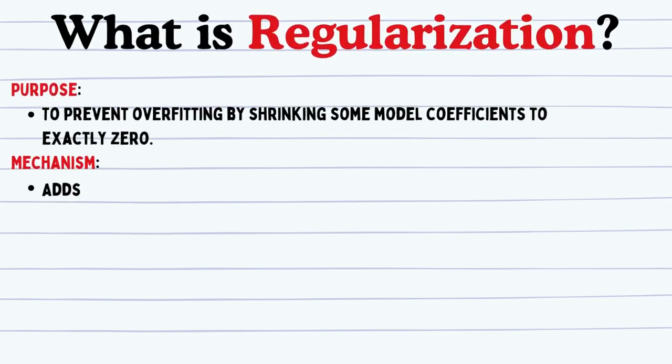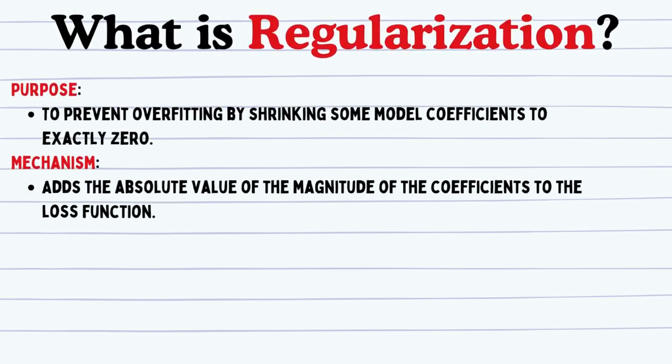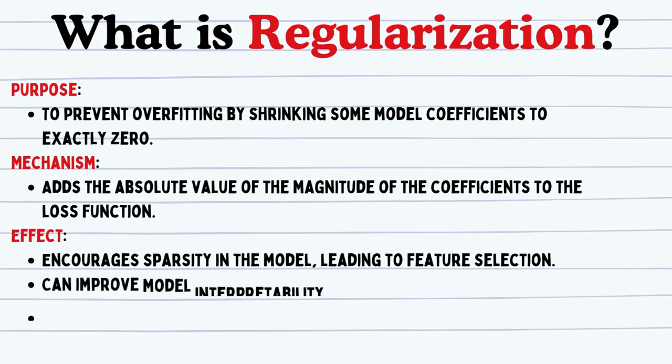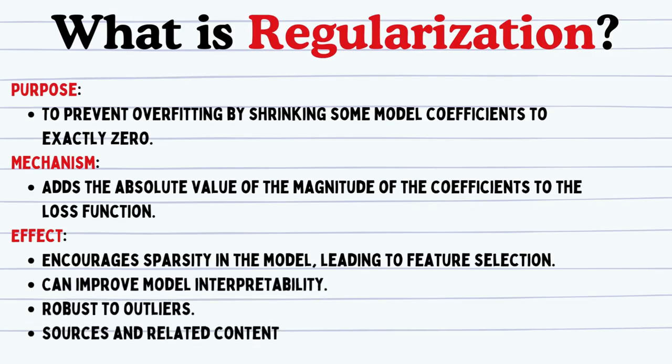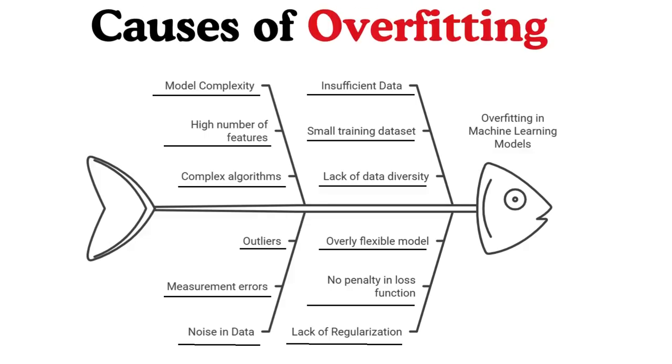What is regularization? Regularization is a technique used in machine learning to prevent models from overfitting the training data. Overfitting occurs when a model performs exceptionally well on training data, but poorly on unseen data due to capturing noise and complex patterns that don't generalize well. Regularization introduces a penalty term to the model's loss function, which discourages it from making overly complex predictions.